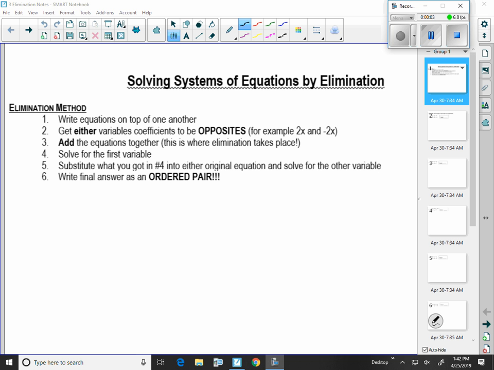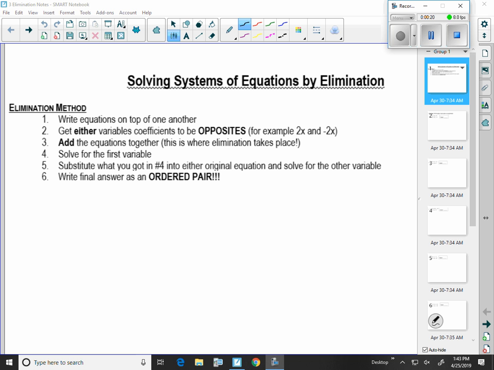All right, so for elimination, it's a little bit different. The goal is the same. We want to solve a system of equations and see where it would cross if we were to look at the graph. The first step is different than substitution.